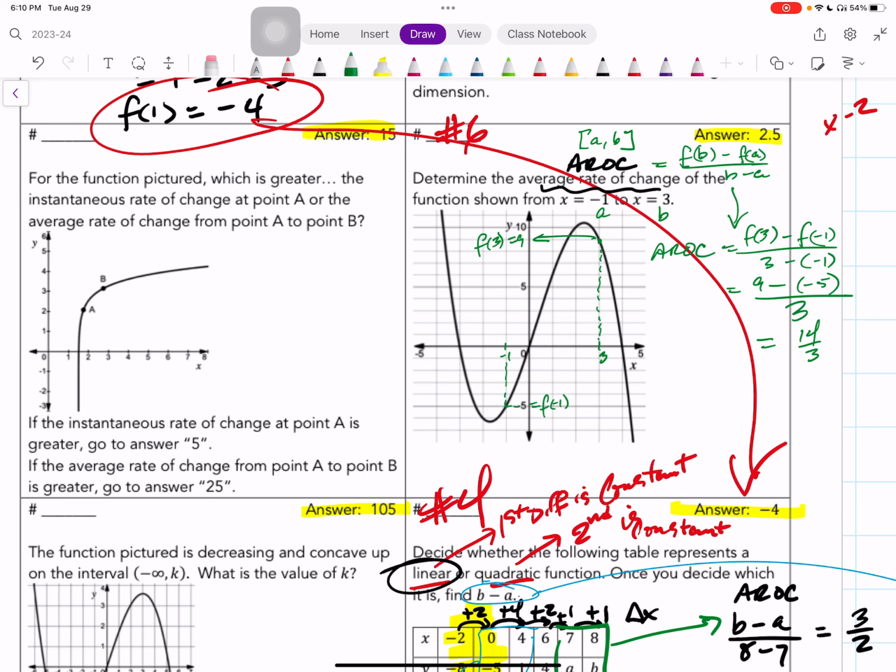Why 3? Why did I say 3? 3 minus negative 1 is 4. Ainsworth, I can't believe you just did that. I'm being silly here. Okay, it's getting late, I'm tired. So 3 minus negative 1 is 4.